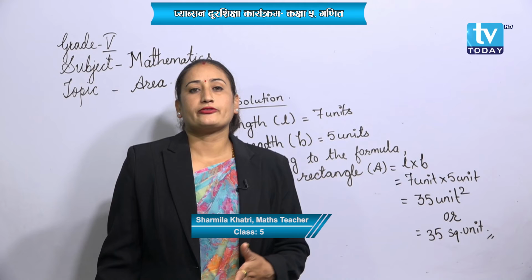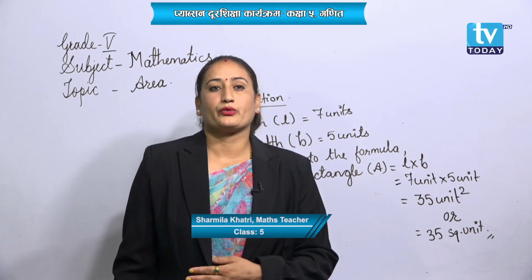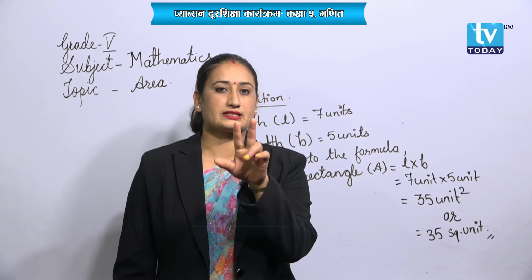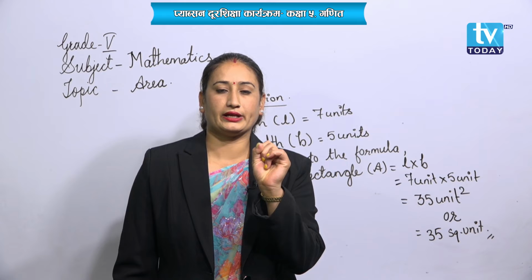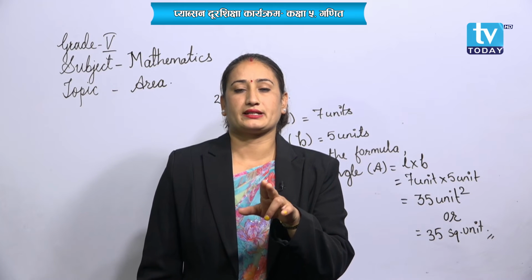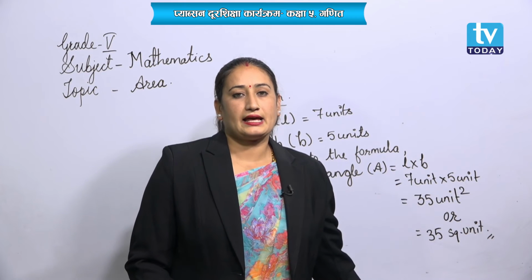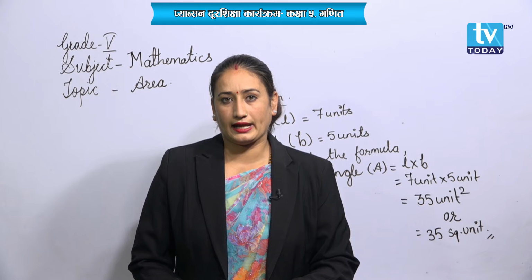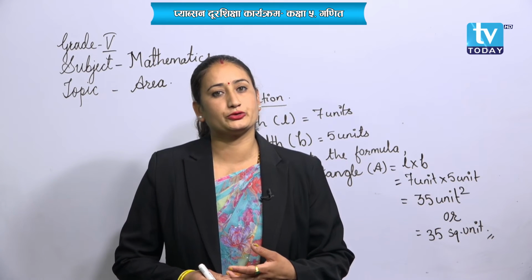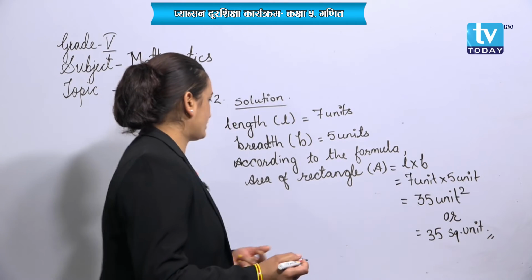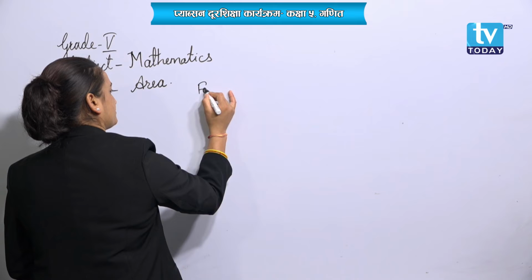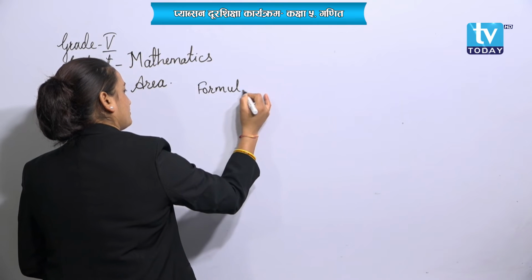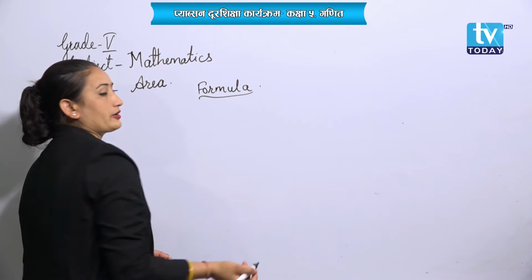So to find out the area of a square, we are going to take the 2 sides. Okay, 2 sides. What is that? One side is L, another side also L. So L into L, we are going to get it. So this is the formula for you. Please write down the formula in your notes.